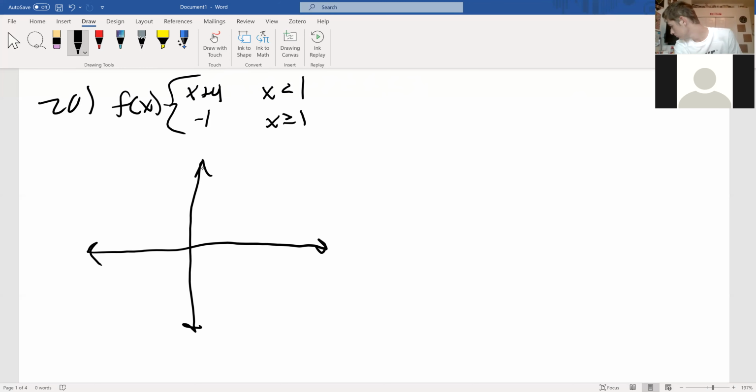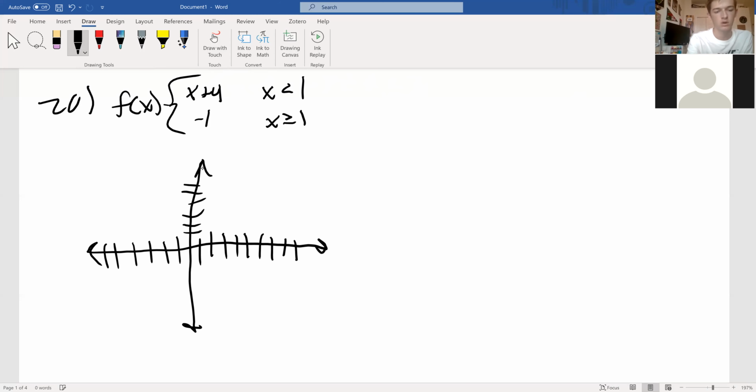How far does it go? 5. 1, 2, 3, 4, 5, 6. I'll just do 6. 1, 2, 3, 4, 5. I'm just going to draw a bunch. 1, 2, 3, 4, 5, 6. 1, 2, 3.